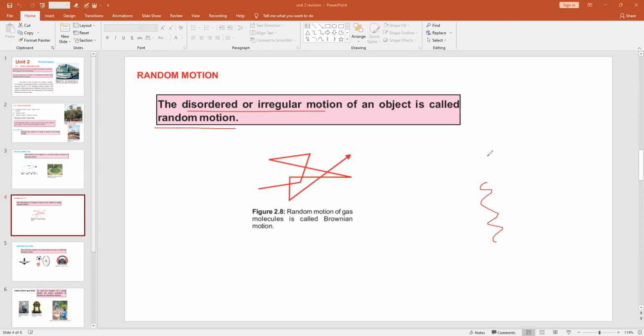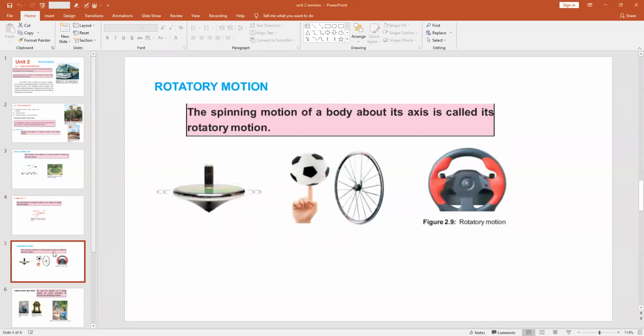Even as human beings, we also have random motion if we are not following any straight or circular path. A very common example is the random motion of gas molecules. Gas molecules are not moving in a specific path, but their motion is random, which is known as Brownian motion. So these are the three types of translatory motion: linear motion, circular motion, and random motion, right? Now, the second motion is basically rotatory motion.